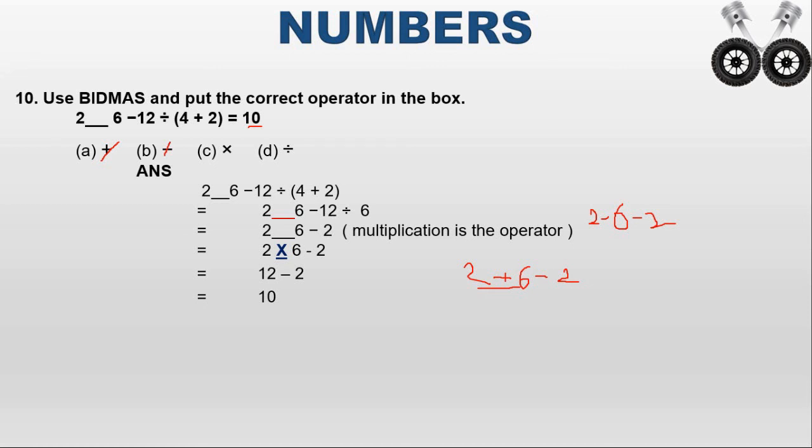Now we have to choose the multiplication operator. So 2 into 6 minus 2. 2 into 6, the value is 12. 12 minus 2 is 10. So we get the same answer which is given in the problem. So which is the correct option? Option C is correct. The operator is multiplication.